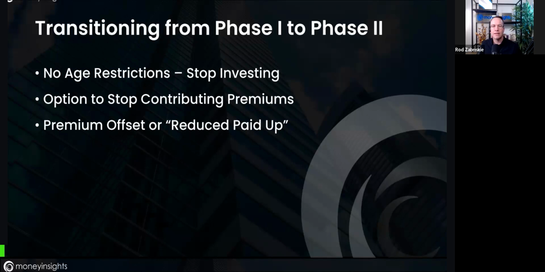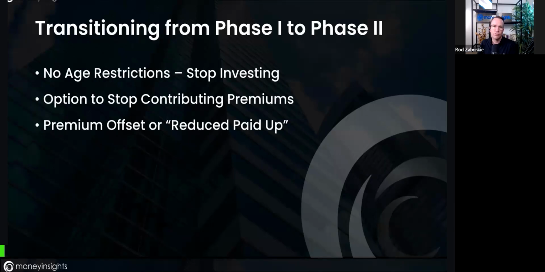And then this last bullet point is when I get to a point where I say, okay, I'm not going to be contributing anything to the policy, then there are 2 options that we can choose from. The first one is called premium offset, and that just means I'm going to let my cash value cover the premium for me. So I'm not contributing out of pocket, let the policy take care of itself.